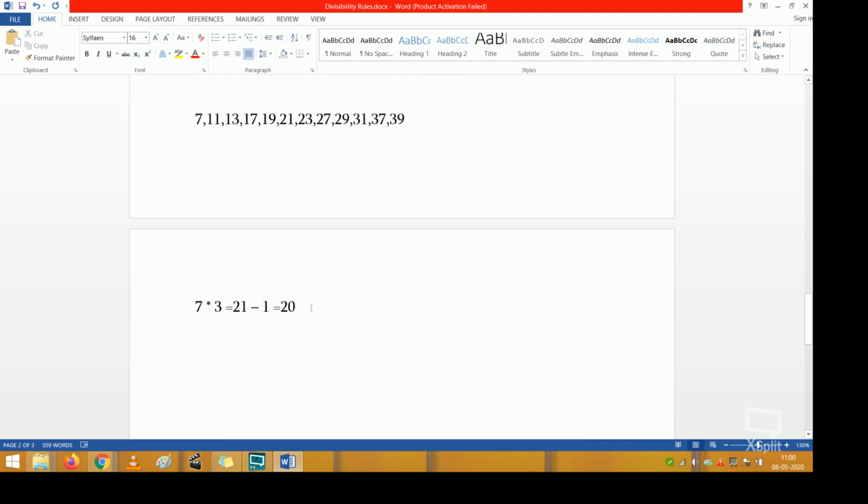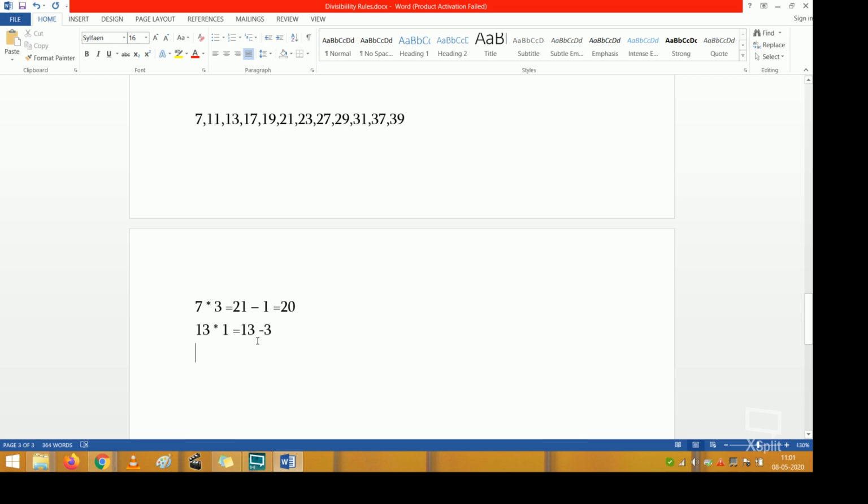We will take 13. See how to do it for 13. 13 into 3 will give me 39. Guys, I am trying to get as close as possible to multiples of 10. If I do 13 into 1, what will happen? 13 into 1 will be 13. Using this also you can do it, but here you have to do minus 3. So this is wrong. In this formula here you should always have 1. You cannot have 3. So that is why I cannot use this 13.